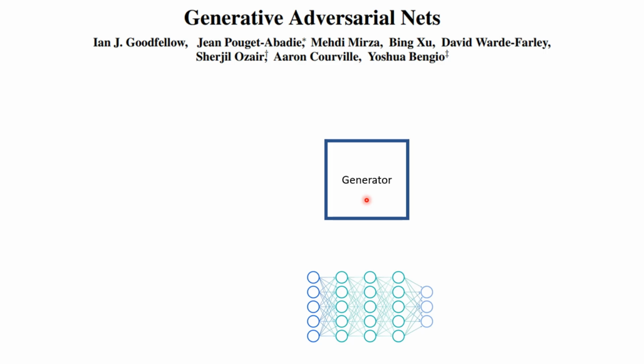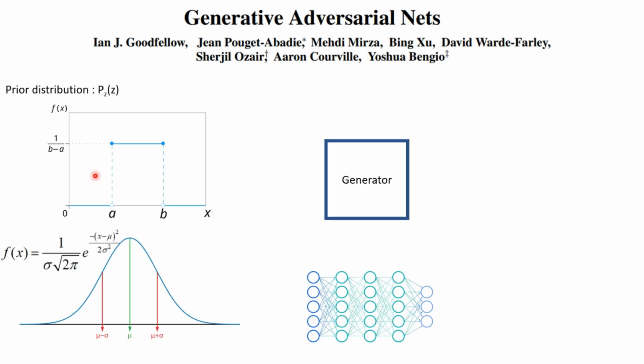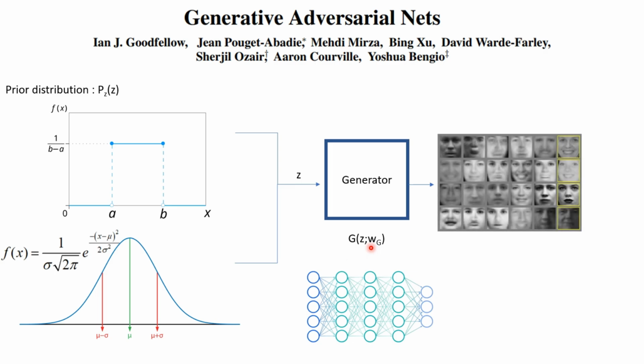To achieve this, the generator starts with a random input, often sampled from a simple distribution such as uniform or Gaussian. This random input, denoted as Z, is passed through the generator neural network, which has its own set of trainable parameters referred to as W sub G. The generator learns to transform this random noise into data that resembles samples from the real data distribution, such as images.